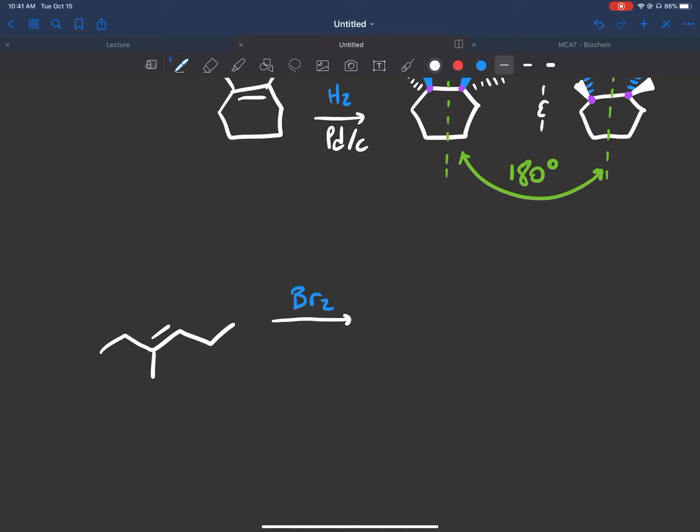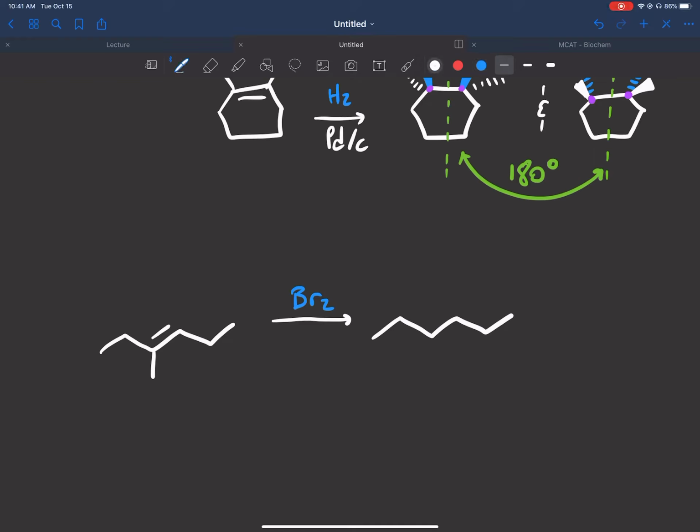All right, and so let's try to draw our product. Now again, prior to what you guys are learning now, when you were studying for exam 1, you would have written the answers like this, right? Two Brs adding across the double bond. But because of stereochemistry, it's going to be a little bit different. All right. So what happens is that one of the Brs will add wedged. The other one will add dashed.